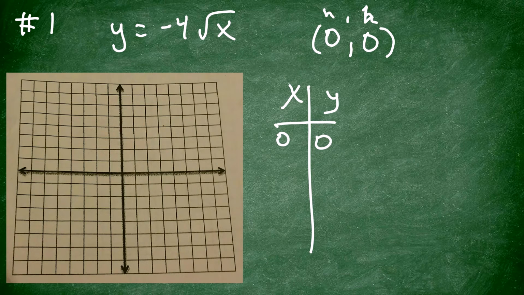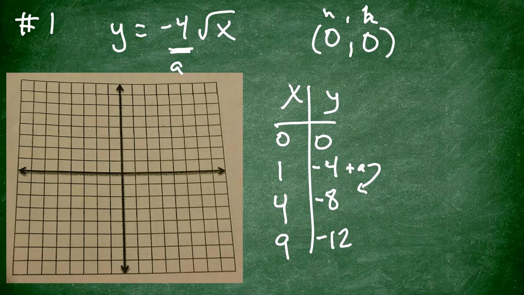0, 0 to start. I do h plus 1 to get 1, h plus 4 to get 4, h plus 9 to get 9. Now, remember, you can use a as a little shortcut so you don't have to plug in your calculator. So I can do 0 plus negative 4 to get negative 4. Negative 4 plus negative 4 gives me negative 8. Negative 8 plus 4 is negative 12. All right? So then I have 0, 0.